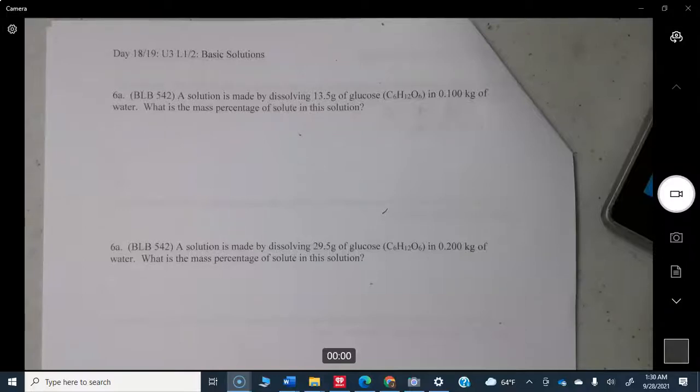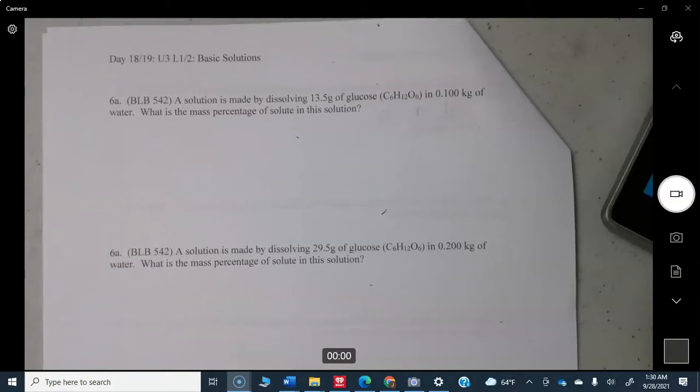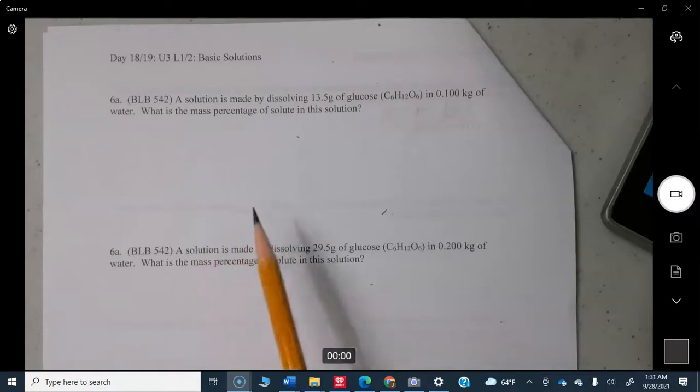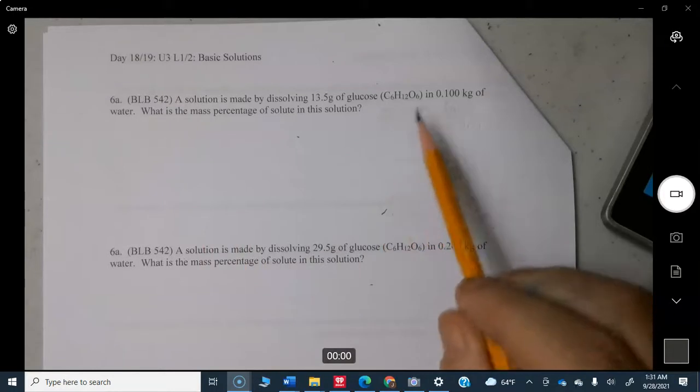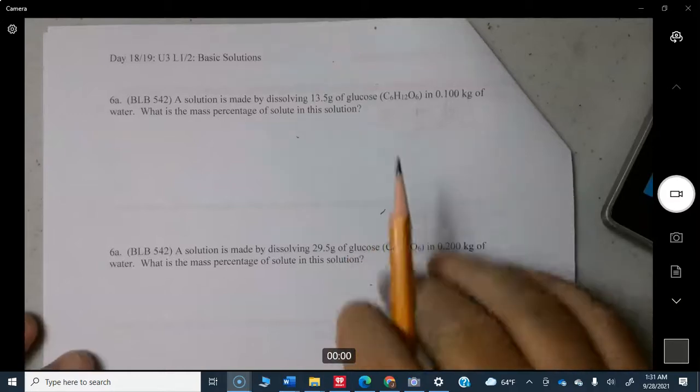All right, AP Chemistry, we are going to continue our problem sets with 6A. This is lesson or day 1819, and this is on solution stoichiometry. Okay, so a solution is made by dissolving 13.5 grams of glucose, there's the formula, in 0.1 kilograms of water. What is the mass percent of solute in the solution?